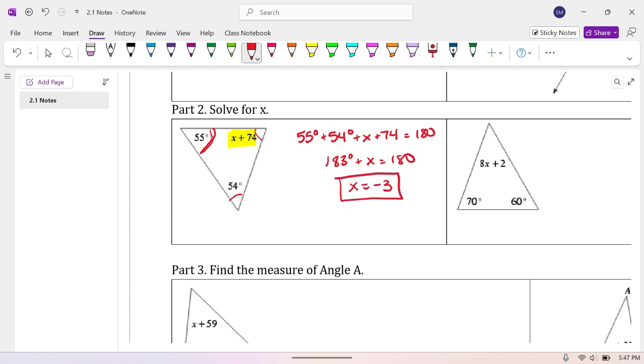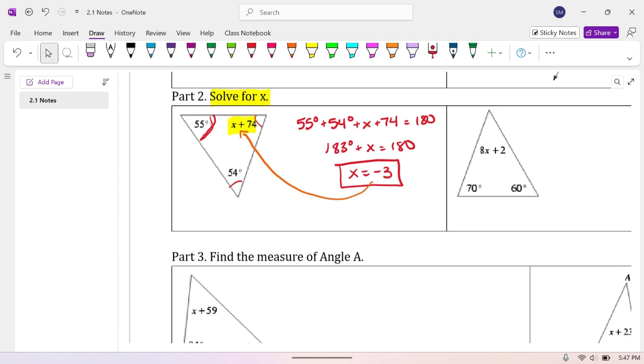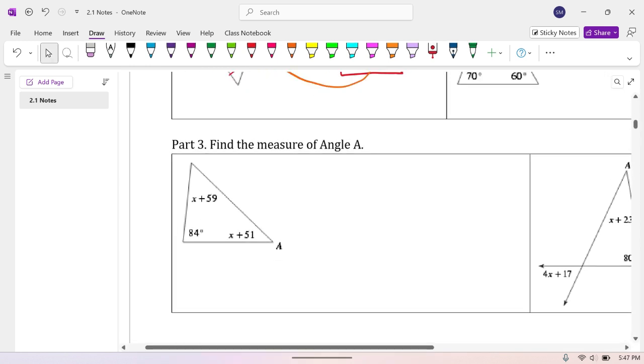Now, since it only asked us to solve for x, we're going to stop there. Now, if it asked you to find that angle measure, you would plug the -3 back in for the x to get that missing angle measure. All right, but since they only asked us to solve for x, we're going to stop there. All right, so that other example, try on your own.